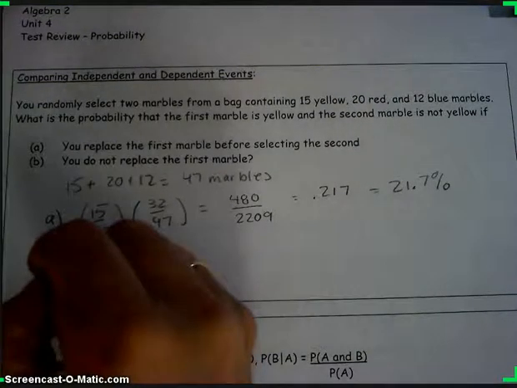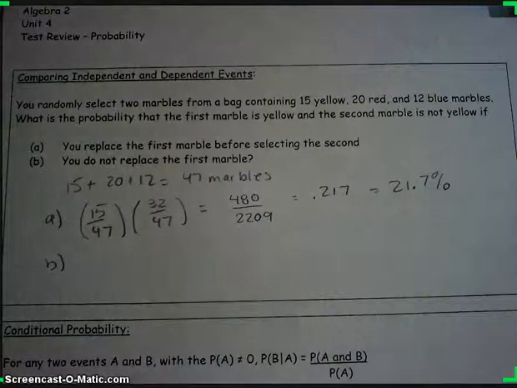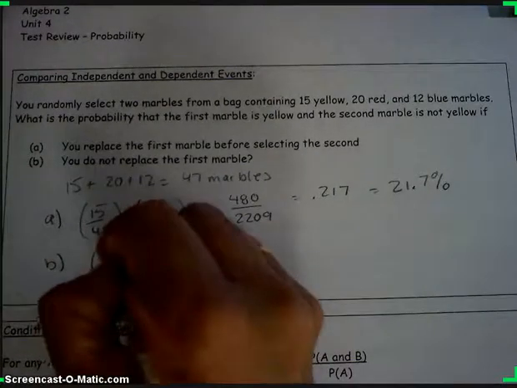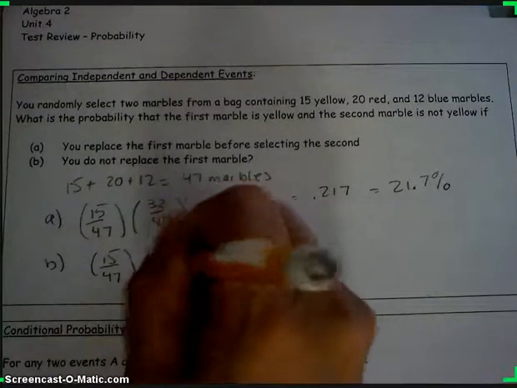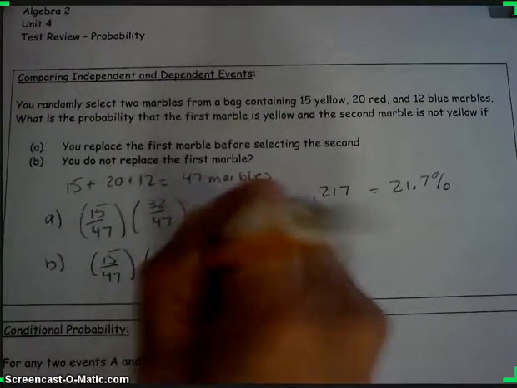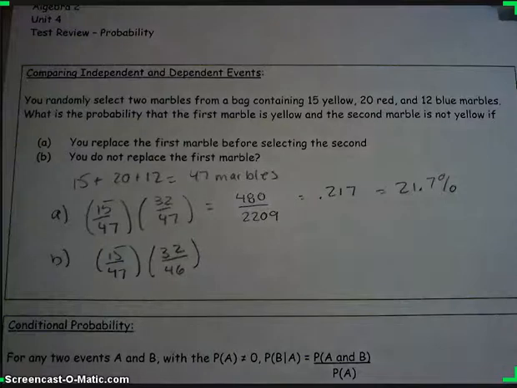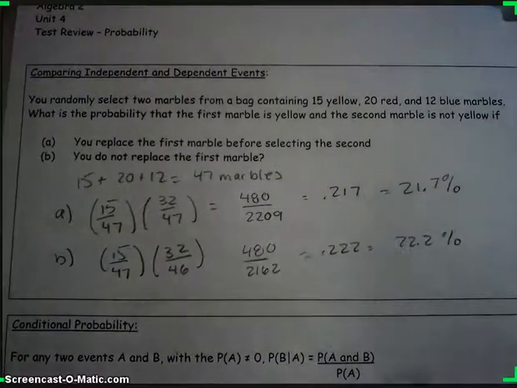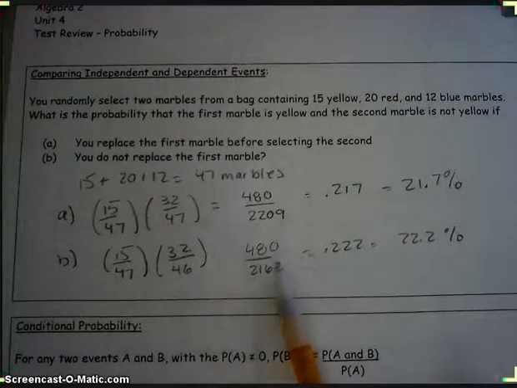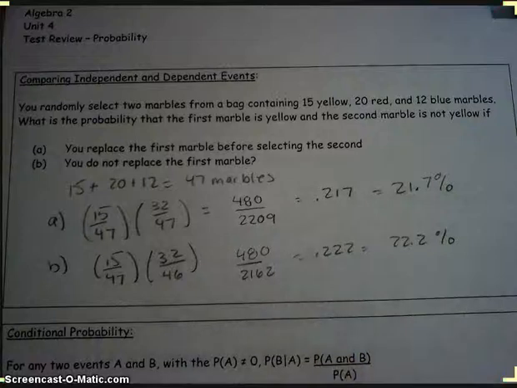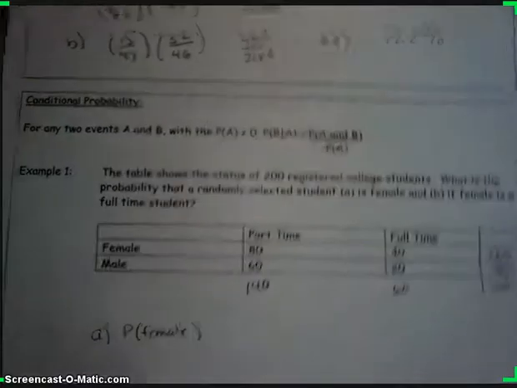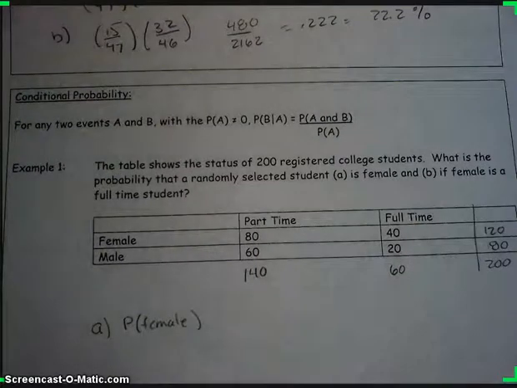Now for B, it says I did not replace the first marble. So the odds for the first one doesn't change, it's 15 out of 47, but for the second one, I would have 1 less marble in there, so I'd have to do it this way. You subtract out the one that you did not put back in. Okay, and I just continue with the multiplication. 15 times 32 gave me 480, 47 times 46 was 2162, and divide it out, and I get that it's 22.2%. Okay, so the last example we have is the conditional probability.